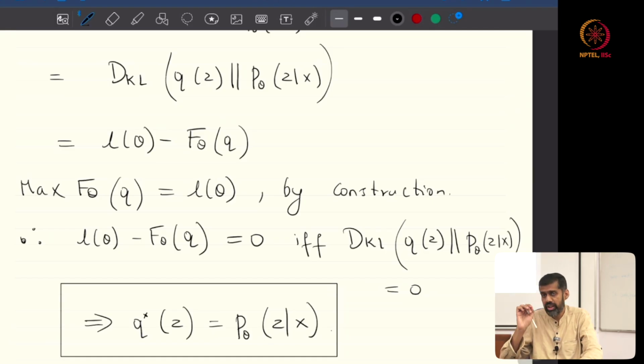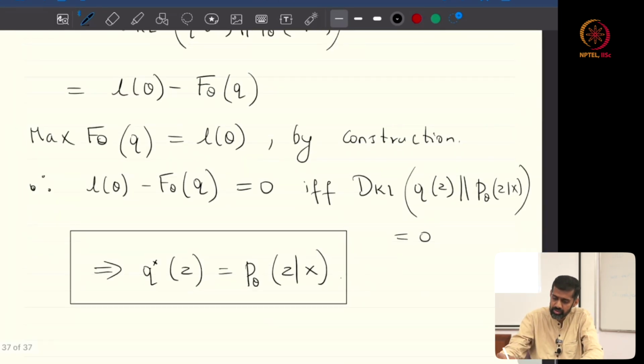Right. So if you can choose your density over z as the posterior, please note that the posterior of z given x is also a density on z, right. We started by saying QZ is any density on z and P theta of z given x is a density on z. So if you choose your density on the latent variable to be equal to the posterior of z given x, then the lower bound that we constructed on the evidence or the log likelihood will be exactly equal to the log likelihood.